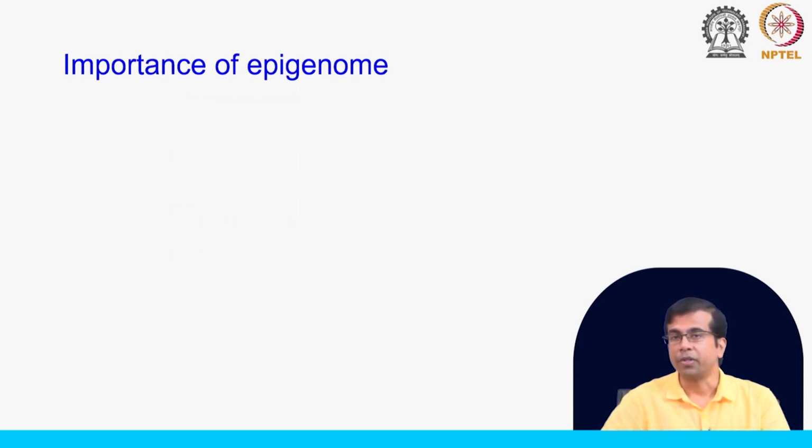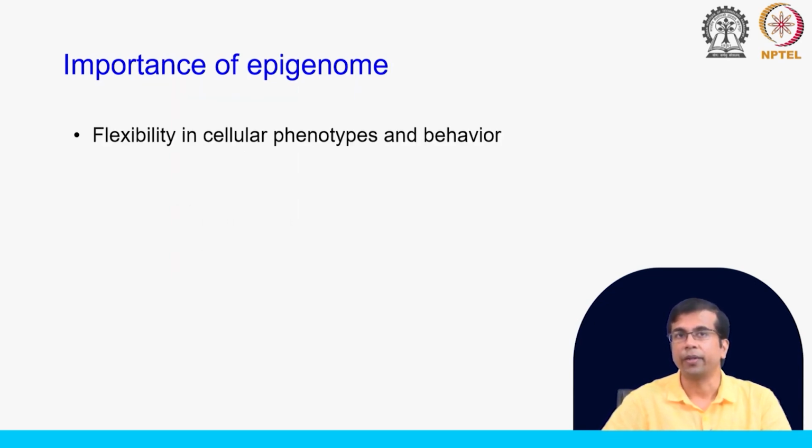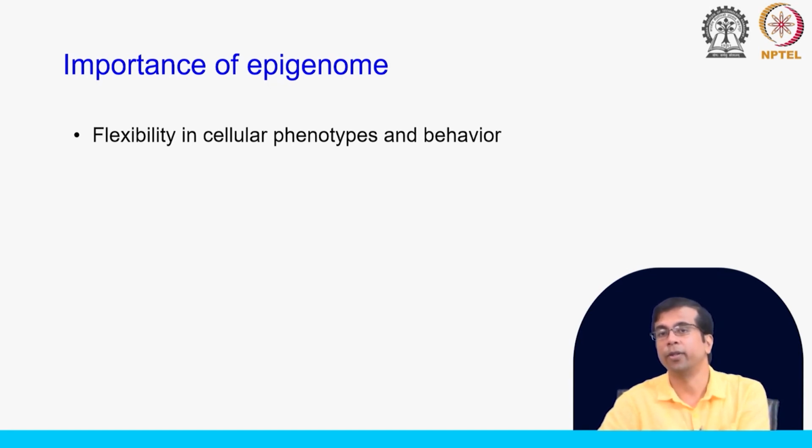Why do you want to study the epigenome, right? What is the importance of the epigenome? One of the things that we see is that these epigenetic modifications give flexibility in cellular phenotypes and behavior. Now, if you compare against genetic mutations, the single nucleotide polymorphisms that we discussed, those are mutations that actually change the base, right. So that is going to happen mostly in one direction. It is very unlikely that you are going to revert back to the original sequence, that rarely happens in nature. Whereas these epigenetic modifications are reversible. Okay.